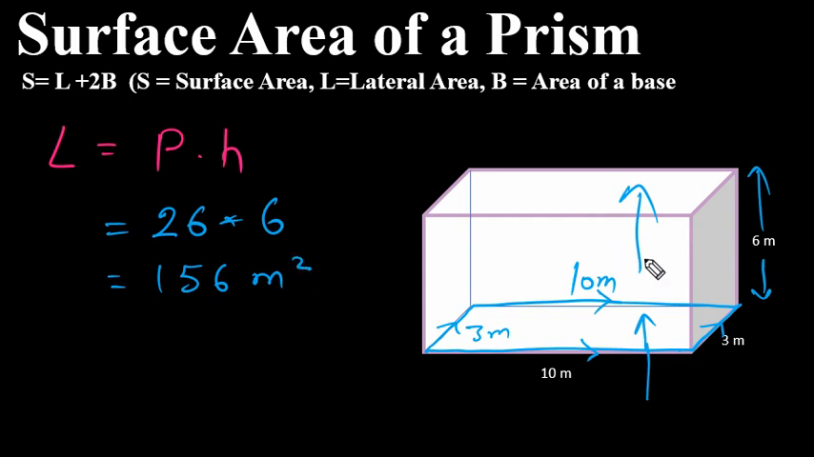Now what is the meaning of lateral? It means these two sides are perpendicular. They are not meeting, they are meeting on this edge only.